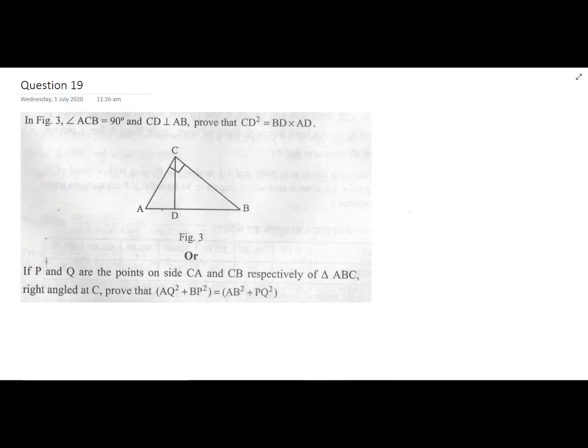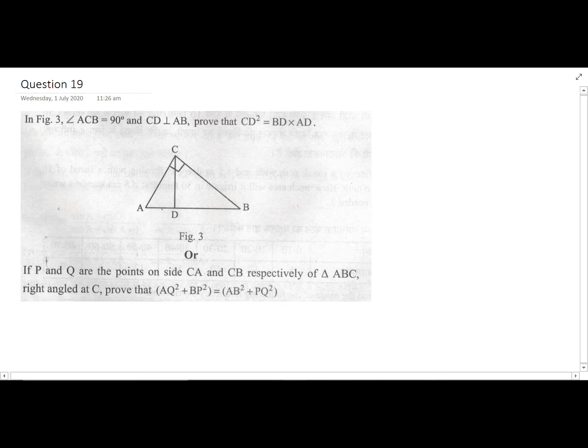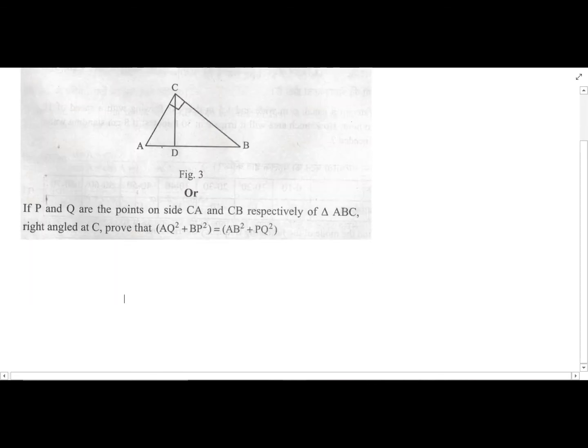Question 19. In figure 3, angle ACB is equal to 90 degrees and CD is perpendicular to AB. Prove that CD square is equal to BD into AD. Let's make this figure. CABD. So this angle is 90 degrees, angle ACB. And since CD is perpendicular to AB, this angle is also 90 degrees.